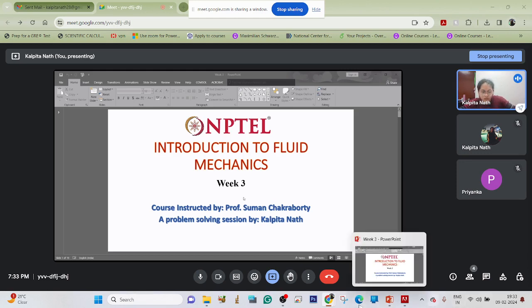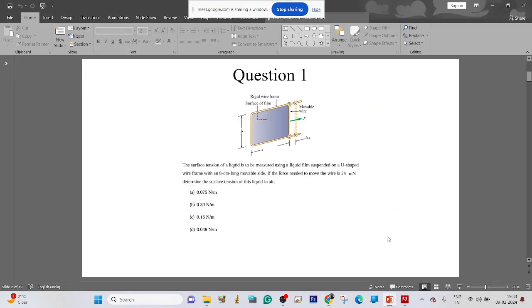So I'll move to the first question. Whatever you said, that concept only is applied here. Can you find this out? There is a movable wire and there is liquid inside. So we can see there are two surfaces of the liquid, the red dots, as you can see.